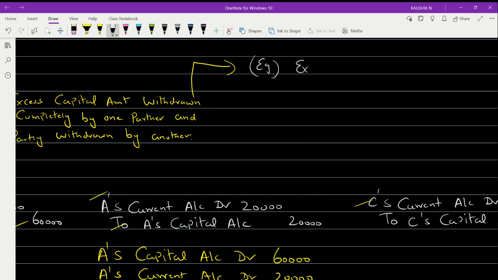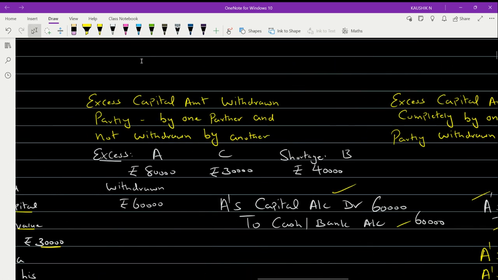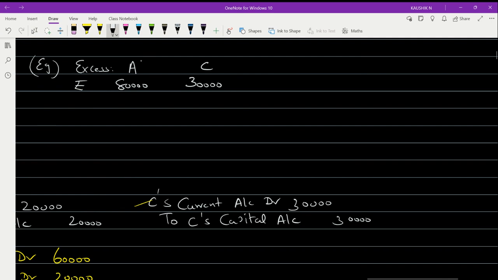Now excess, same example for A and for C. The excess value for A is 80 and for C the excess value comes to 30,000 rupees. Shortage, I have not yet said anything about shortage anywhere. Okay, I'm yet to teach, I'll teach you. Shortage, we have it for B. The value is 40.